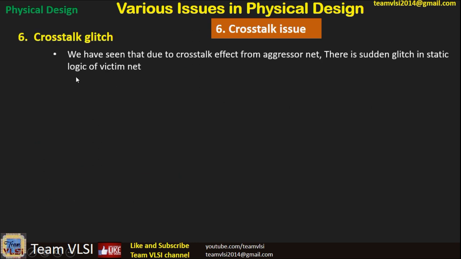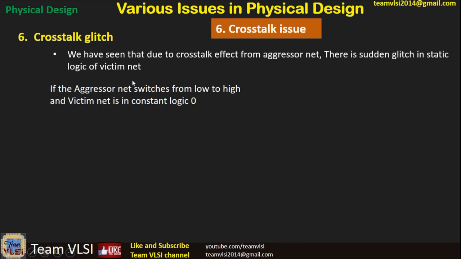So, crosstalk glitch. We have seen that due to the crosstalk effect from the aggressor net, there is a sudden glitch in the static logic of the victim net. So if our victim net is at static 0 or static 1, it will no longer be static 0 or 1. It will have some glitch due to the change in potential caused by switching of the aggressor net. If the aggressor net switches from low to high and the victim net is at constant 0, then due to the crosstalk effect, the victim net gets a sudden rising glitch as we have seen in the previous slide.